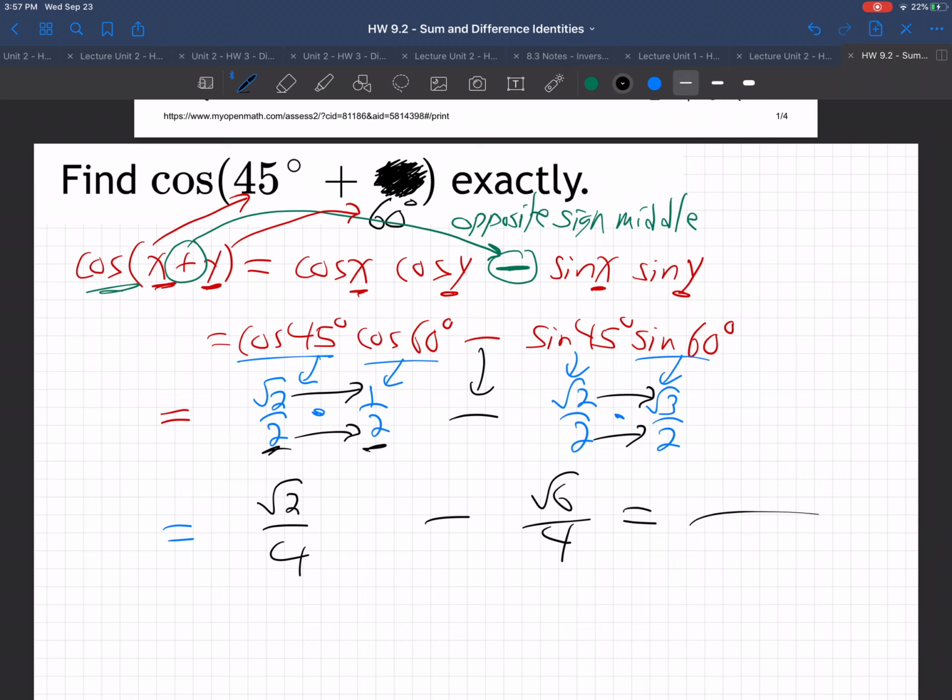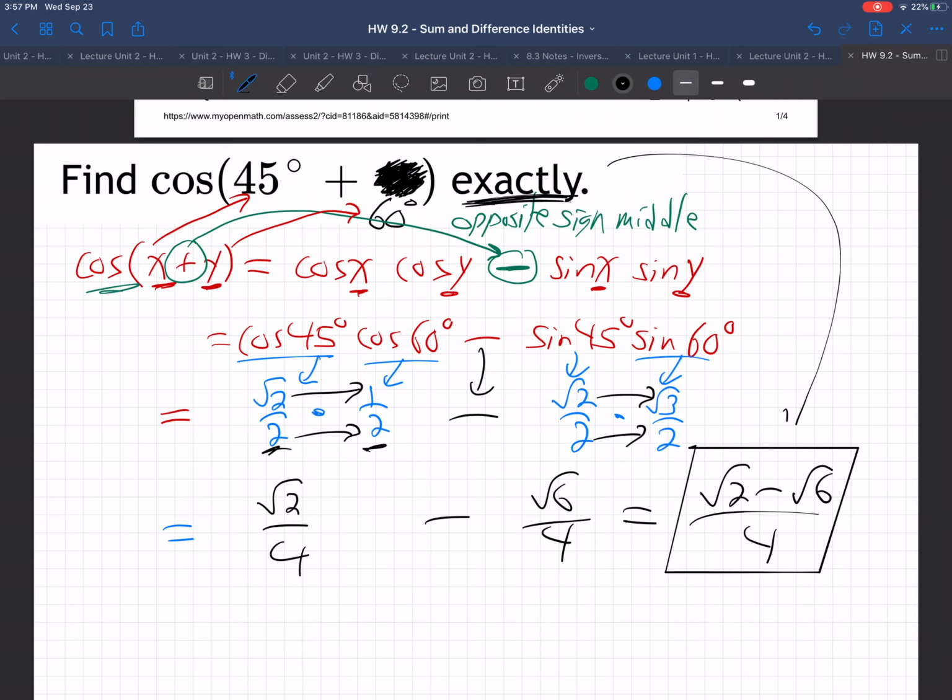So these have a common denominator, so you can just put them together. Root 2 minus root 6 all over 4. There it is. That's the exact answer. So they don't want a decimal, they want an exact answer, and that's the way it'll be on the next exam. You'll need to do that by hand without a calculator and just get an exact answer using the unit circle.